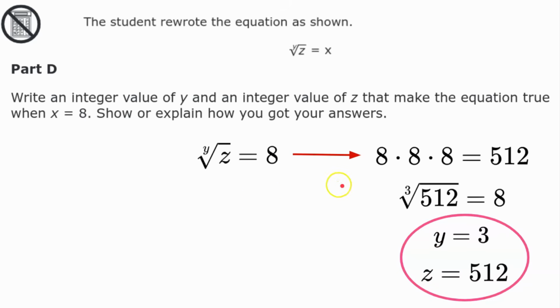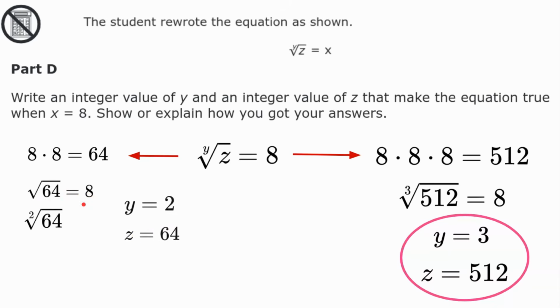Now, that's one solution. There is another option. You could have said, well, 8 times 8 is 64, so the square root of 64 is 8. So you could have answered that when y is equal to 2 and z is equal to 64, x will be 8. So either of these, you didn't need to have both, you just needed to have one.